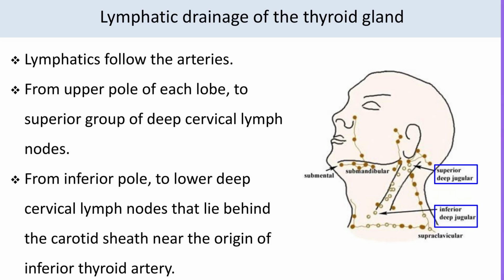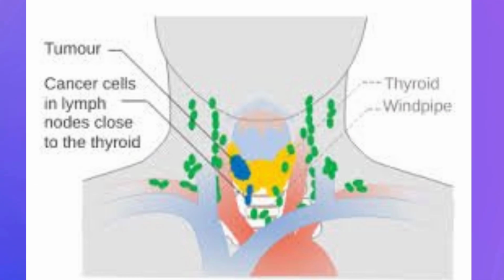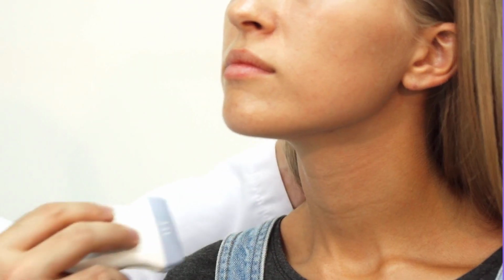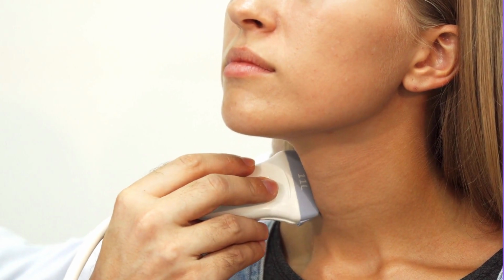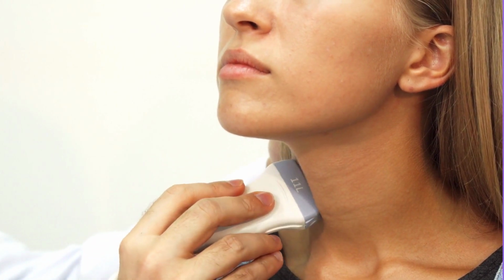The lymphatic drainage of the thyroid gland is extensive and follows the arterial supply. Lymphatics from the upper pole of each lobe typically drain to the superior group of deep cervical lymph nodes. From the inferior pole, lymph drains to the lower deep cervical lymph nodes, which are often located behind the carotid sheath near the origin of the inferior thyroid artery. Additionally, some lymphatics may drain to pretracheal and paratracheal lymph nodes. Understanding these drainage pathways is crucial for staging thyroid cancers.